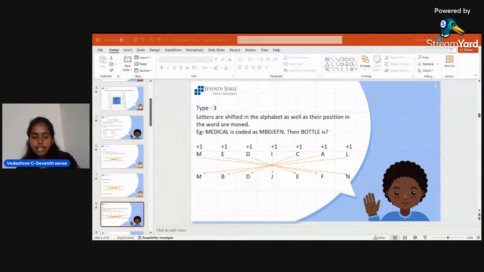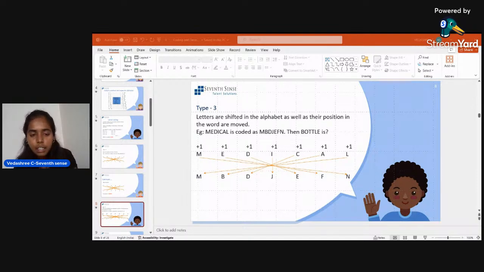Type 1 is just by adding or subtracting a letter by a number. Next, type 2 is by reversing the position of letters. So type 3 is nothing but reversing the position of letters and adding 1 or else subtracting 1. So here medical is given. Medical has been reversed in position and 1 added. M plus 1 is N, right? So the position has been changed and 1 is added.